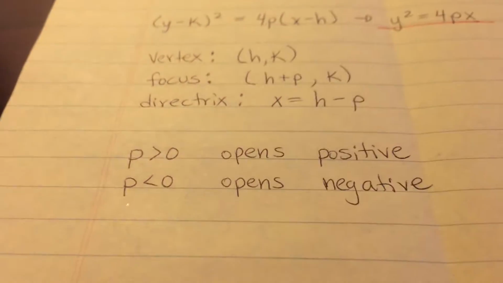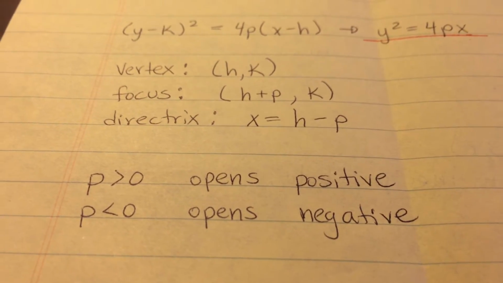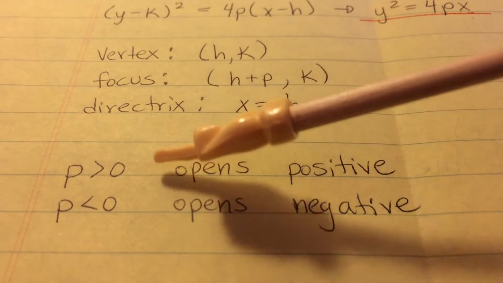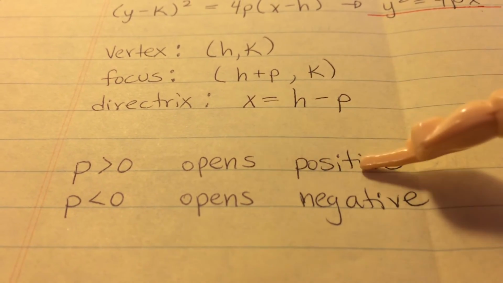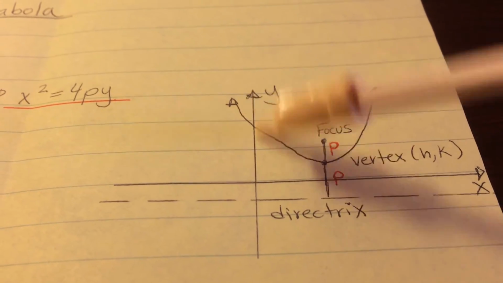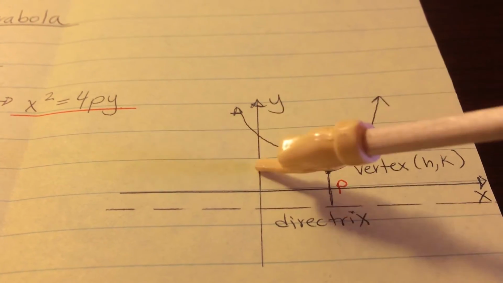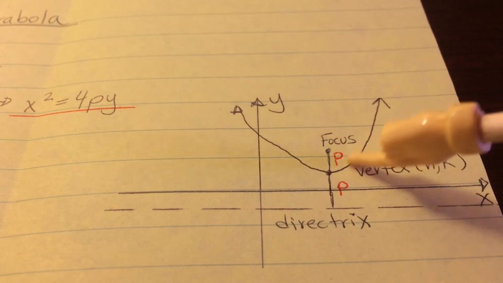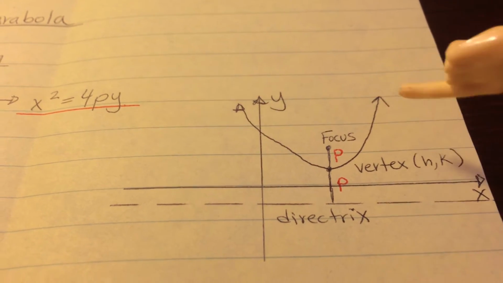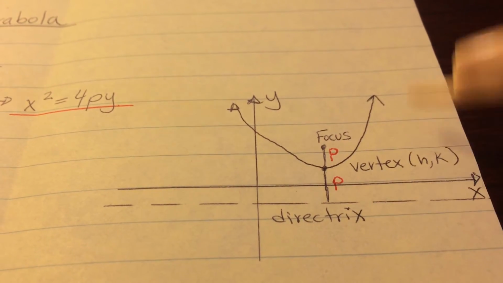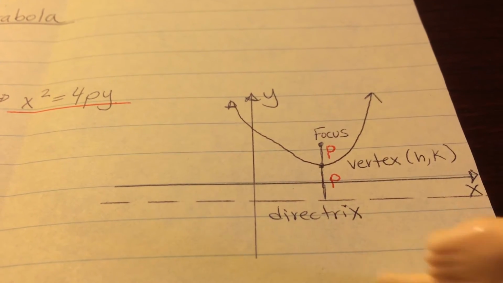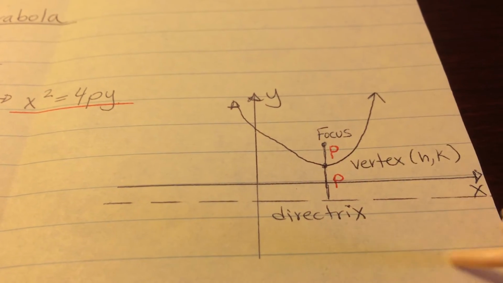Now, let me also bring back that p again. If p is greater than 0, meaning it's positive, it's going to open toward the positive side. On the y-axis, positive is up here, so that's why it opens this way. On the x-axis, positive is on this side, so if p is positive, you're going to open toward the positive x-axis.